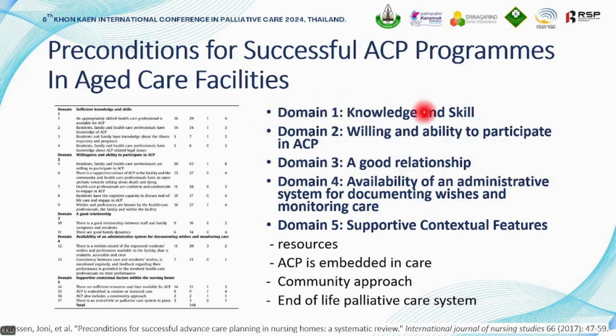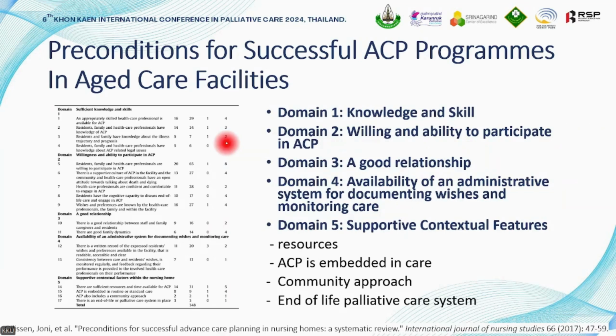One is what we call knowledge and skill. So to be able to develop or do ACPs in aged care facilities, we need to be able to increase the knowledge and skills of the people who are running your nursing homes. Number 2 is a willingness and ability to participate in ACP. And this has to do with residents and family members who know about ACP and want to have this discussion.